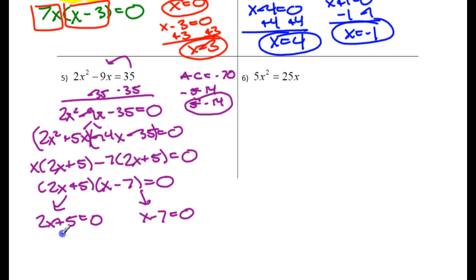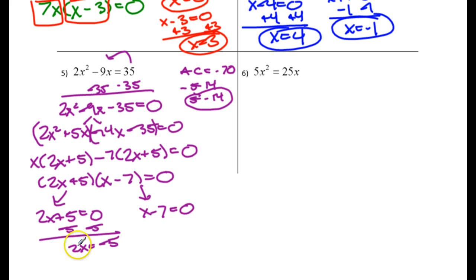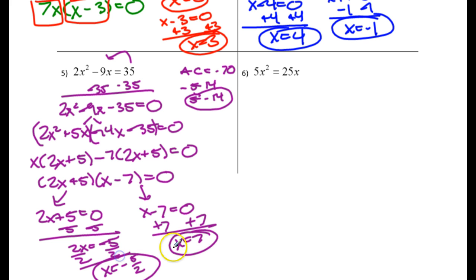Time to solve. Do minus 5 first, and I have 2x equals negative 5. Alright, and then I divide by 2, and we're going to have x equals negative 5 halves. Okay? And then here, I'm going to do plus 7. x equals positive 7. So our two answers are that x equals positive 7 and negative 5 halves.